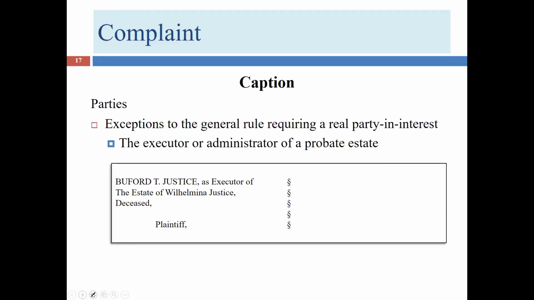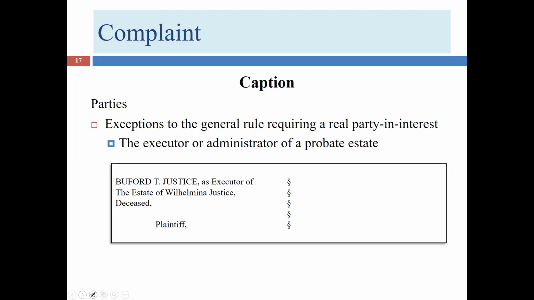Okay, so we've taught generally that the usual rule is that you are going to sue the real party in interest, but there are a couple of exceptions to that rule. So this would arise when, let's say, an estate is being sued. In this example, we have Wilhelmina Justice. She's passed away, and Buford T. Justice is the executor or possibly the administrator of her estate. He may not even be an heir to her estate.